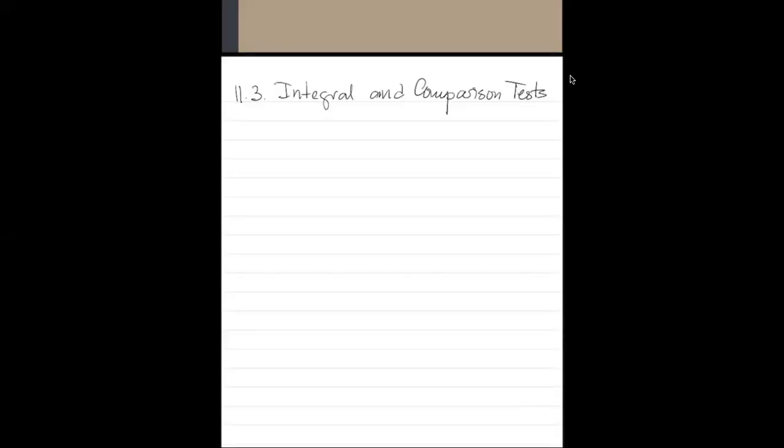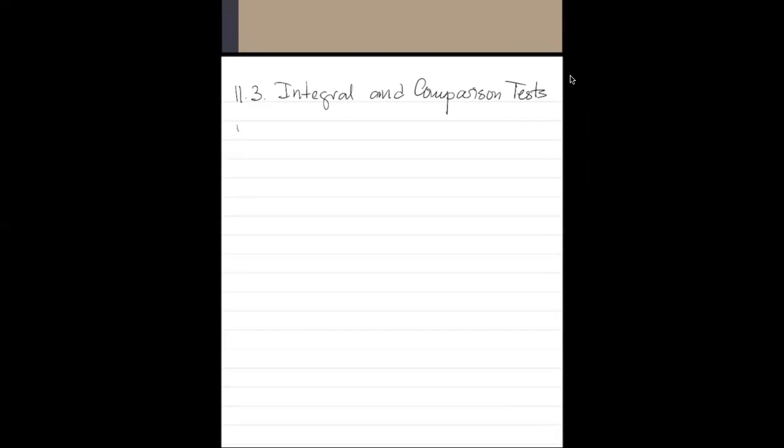11.3 Integral and Comparison Test. In general, it is difficult to find the exact sum of a series. We did this for the geometric series and for 1 over n times n plus 1, and we found a simple formula for S of n. In this section, we will look into tests that will determine convergence or divergence without explicitly finding the sum.